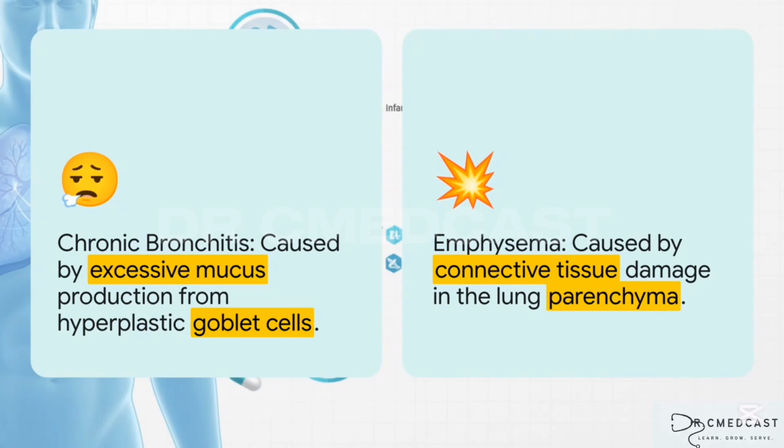Now, COPD isn't just one thing. It's really an umbrella term for two main conditions. First, you've got chronic bronchitis. Think of this as the mucus problem. The mucus-producing cells in the airways, the goblet cells, get bigger and go into overdrive. Then you have emphysema, which is a destruction problem. The actual lung tissue, the delicate sacs where gas exchange happens, gets destroyed. And in reality, most patients have a mix of both.